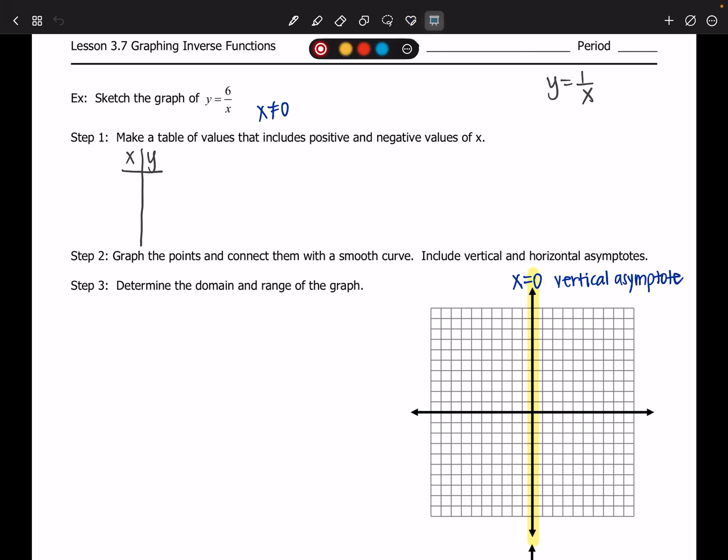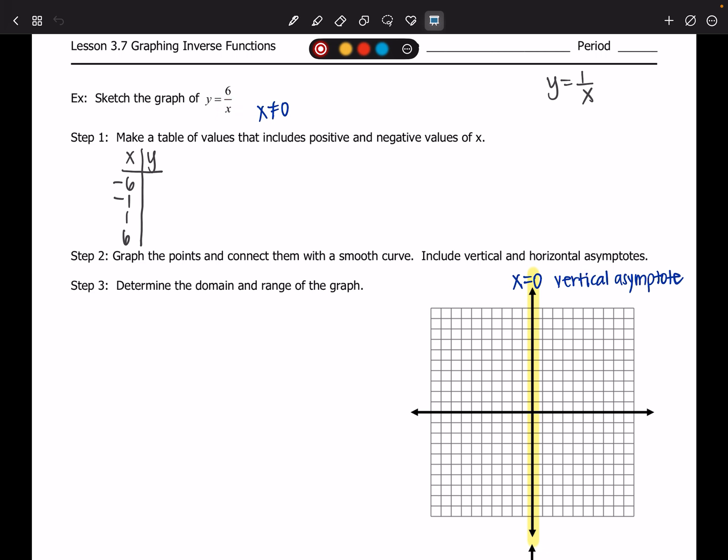So I'm going to be able to put values in from negative infinity to 0, but we can never put a 0 in. And then we're going to be able to put in positive numbers to the right of x equals 0. Again, just cannot put in a 0 for x. So I'm going to put in a negative 6, a negative 1, a positive 1, and a positive 6.